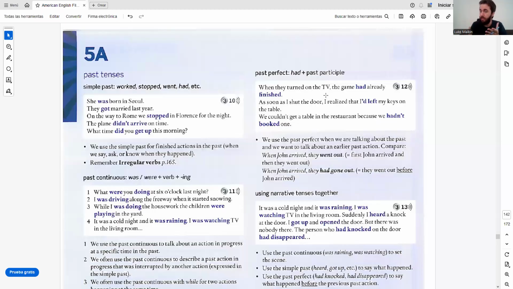Adult 4, Unit 5A. Let's review past tenses. There are different ways to use past tenses in English. There is simple past, past continuous, past perfect. What is the difference? How do I use them? Let's check.